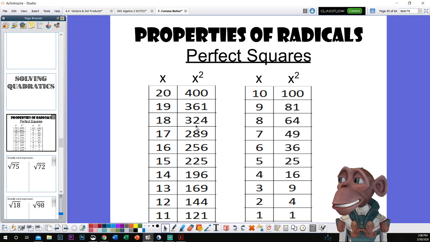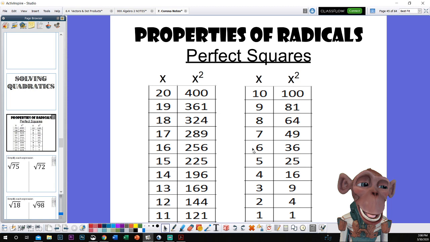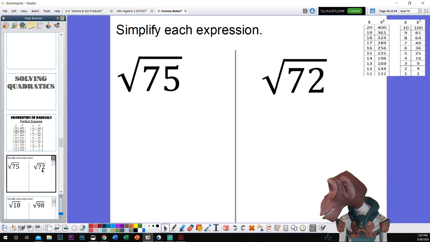This chart's going to help you simplify radicals. All it is is a list of numbers from 1 through 20 and showing you what those numbers would be squared. Now, if I wanted to go backwards, like let's say I start at the number 36, I could take the square root of that, and the square root is 6. So you could also use this as a square root chart. Alright, so let's go on to our first problem.